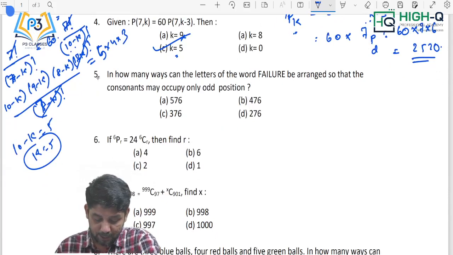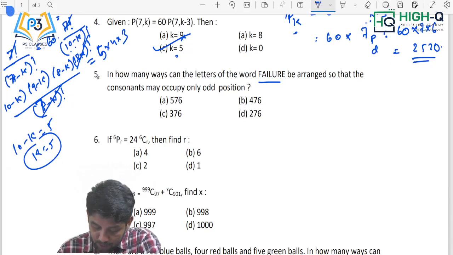Next one. In how many ways can the letters of the word failure be arranged so that the consonants may occupy only the odd position? Look at this, my dear. How many consonants are there? In failure, the consonants are F, L, R. So 3 consonants, 4 vowels. Vowels there are 4. Consonants there are 3.